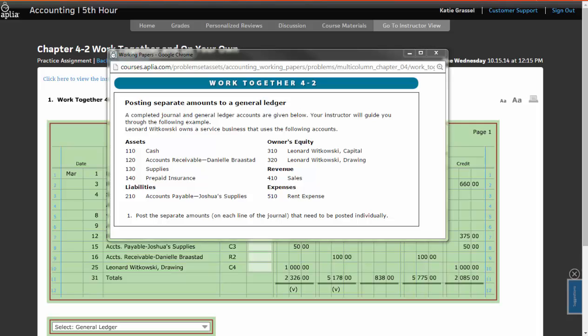Now, one of our vocabulary words in this chapter is called a general ledger. A general ledger is a group of ledgers put together to create a financial statement. And we haven't learned about financial statements, but we're going to be creating them.